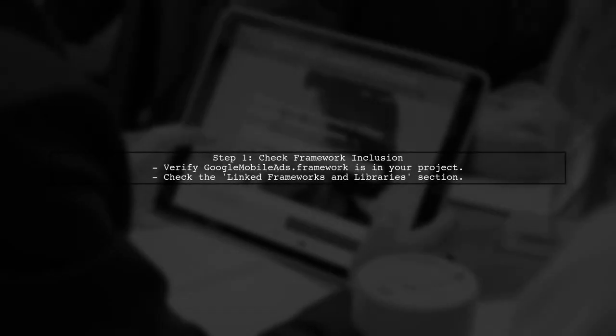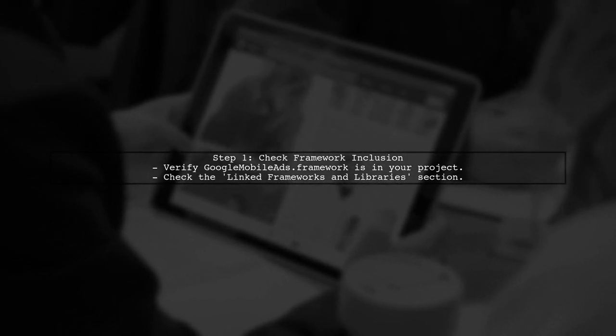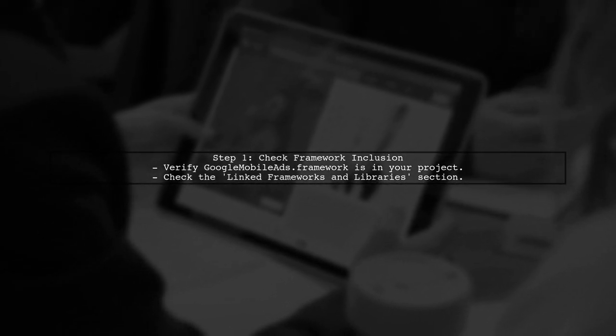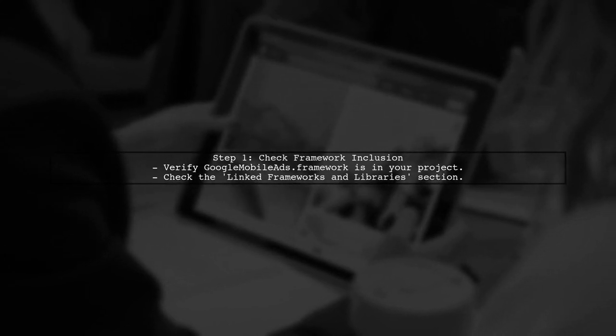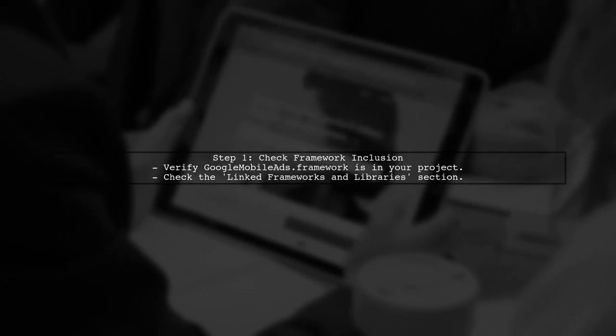Now, let's get started. If you're encountering the error, "No such module, Google Mobile Ads" in Swift 3, let's start by checking your project settings. First, ensure that the Google Mobile Ads framework is correctly added to your project.